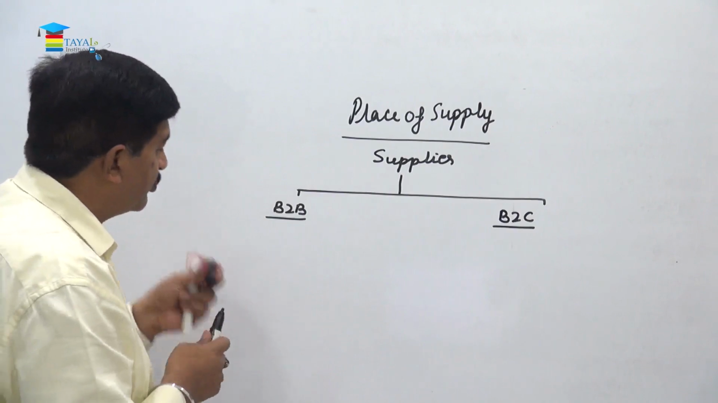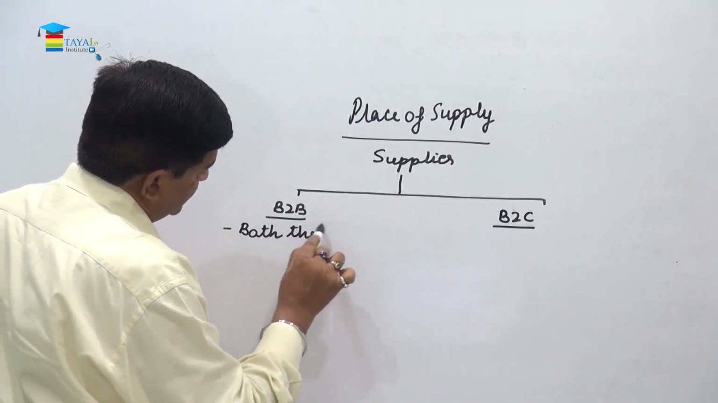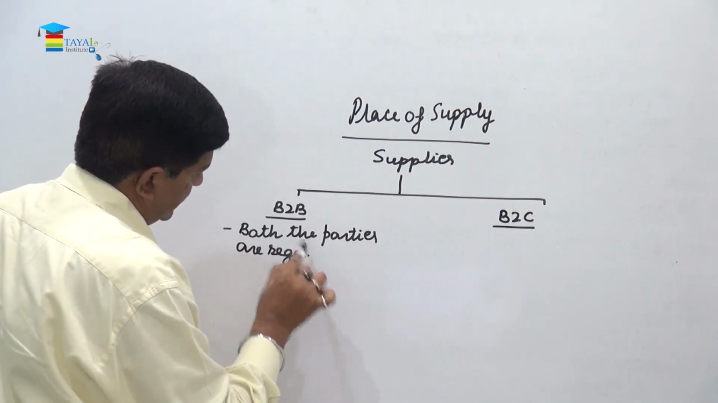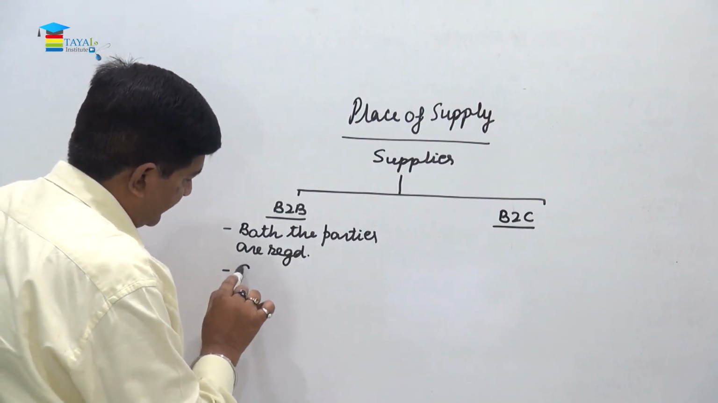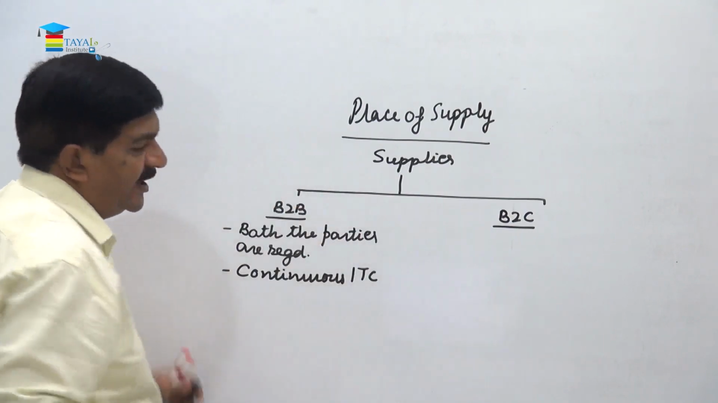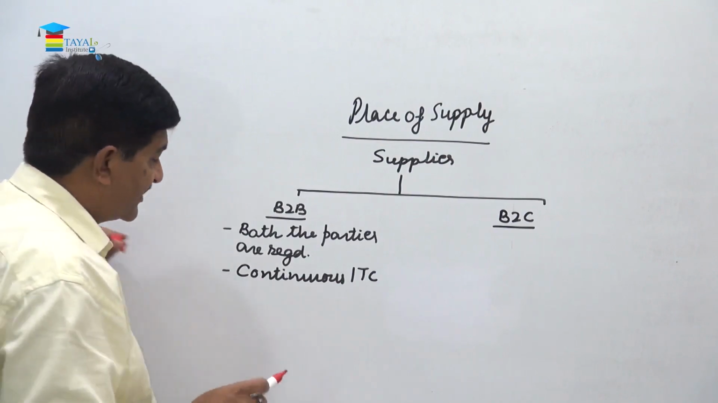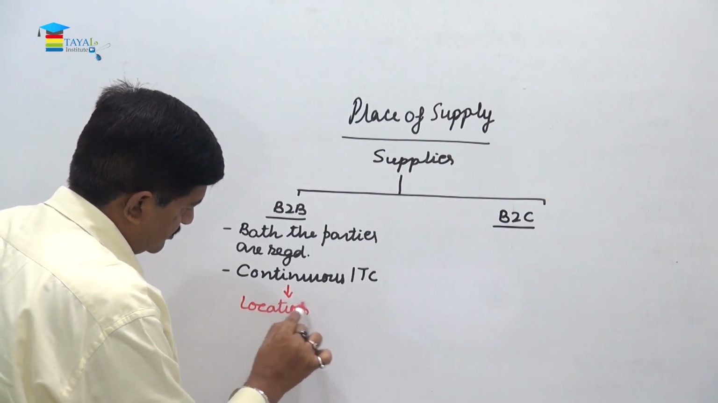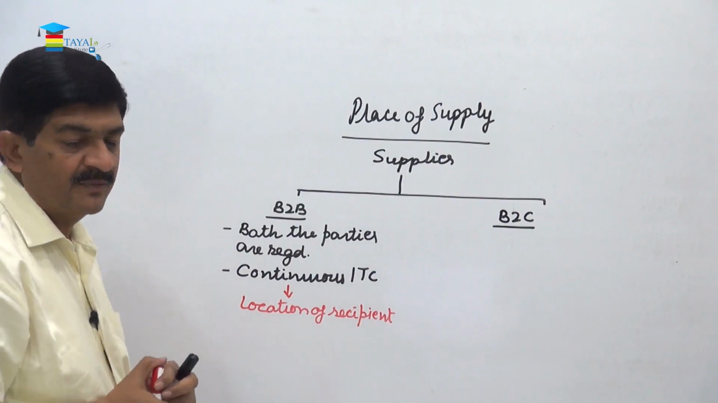Now in case of B2B, both the parties are registered, and when they are registered, they have a fixed establishment, and there is continuous input tax credit. So therefore, in case of B2B supply, in the majority of cases, the location of the recipient becomes the place of supply.